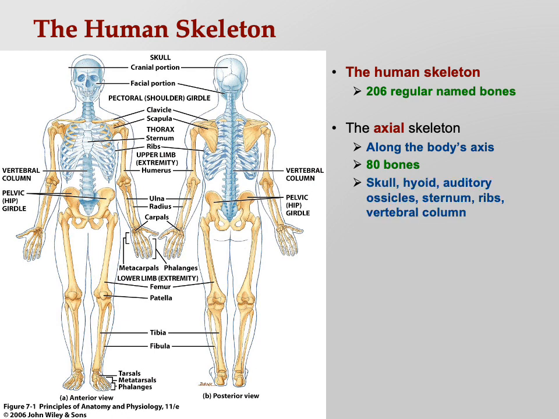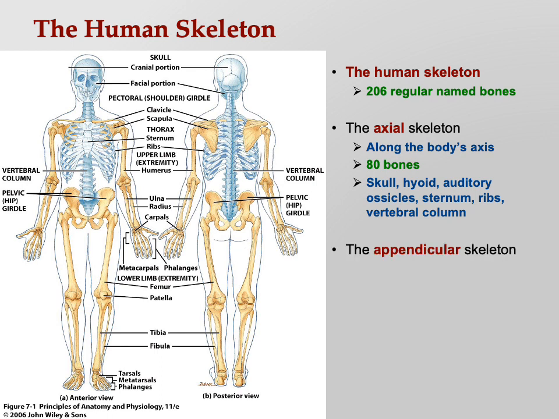The skull, the hyoid, the auditory ossicles, the sternum, the ribs, and the vertebral column. Some people say vertebral. I never care about pronunciation, just spell it right. I work with people from all over the world in laboratories, and believe me, people from other places pronounce things differently. That's never an issue, just spell it correctly.